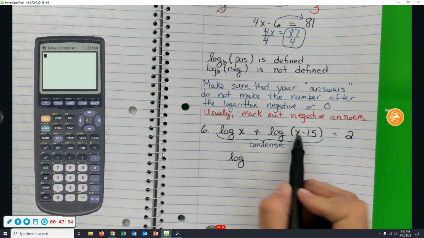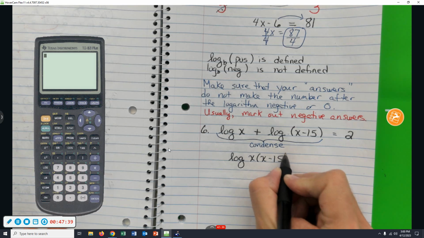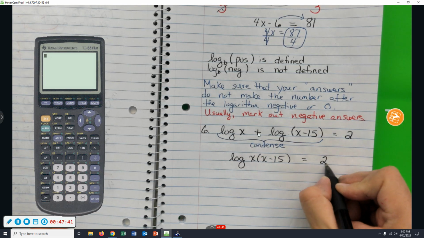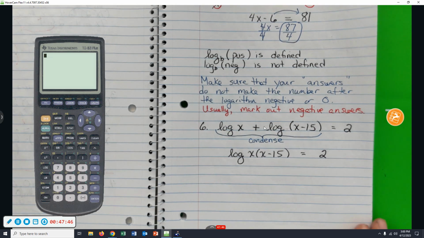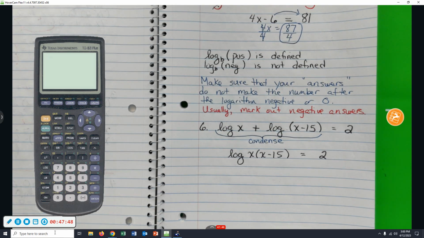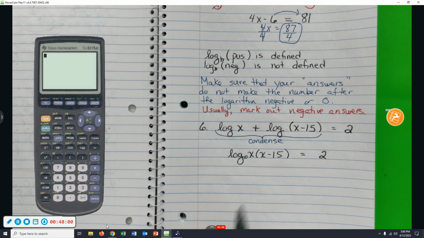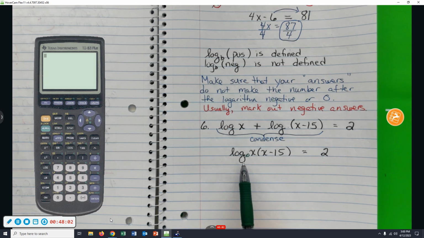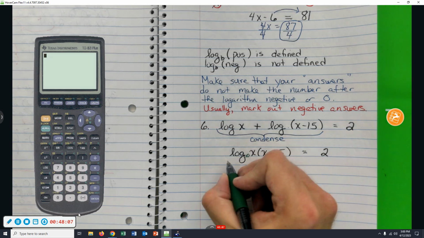Then all we do is just write x times x minus 15. If the logarithms are subtracted, you divide the arguments. If the logarithms are added, you multiply the arguments. So now, what did y'all say the subscript was down here that we don't see? 10? I'm going to go ahead and write it. If you don't see a base for the logarithm, we assume it's 10. So what big number do I need to put on each side? 10.